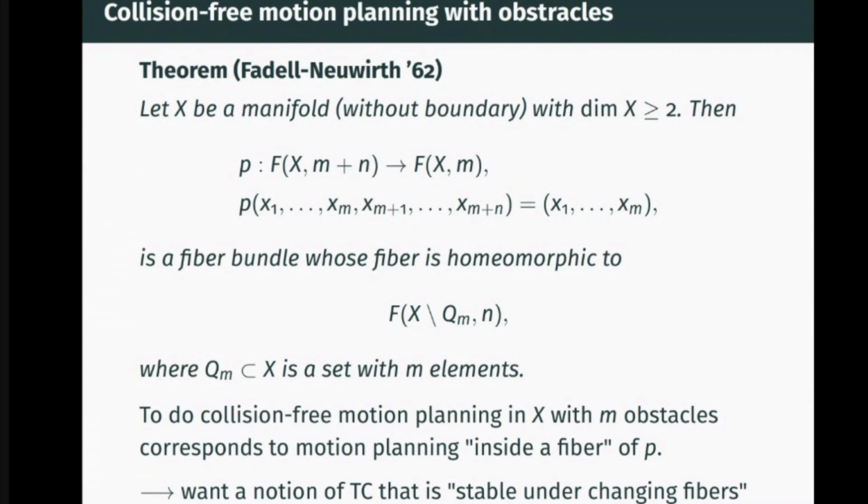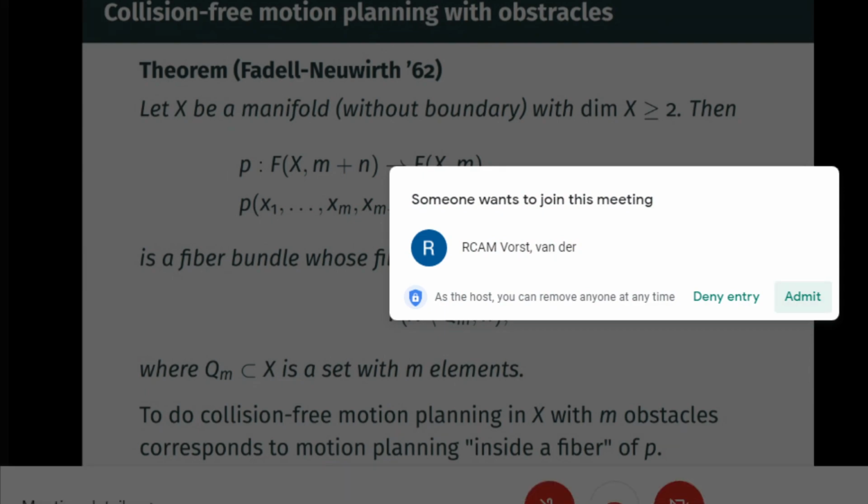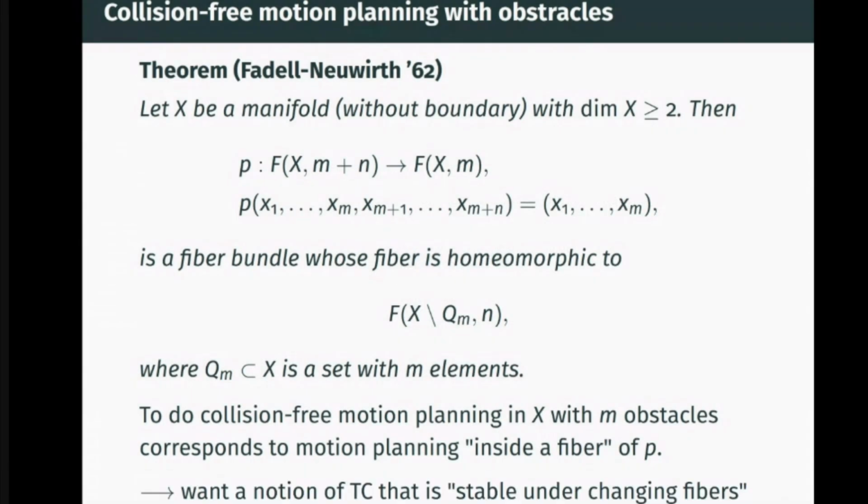Of course, it would be interesting to see what happens when they are moving as well. But it turns out that this is technically even more complicated. So this is the first step, and this will be the next thing to investigate. Okay, so inside the fiber, the obstacles are fixed. That's completely correct. So what we want is a notion of TC, or some generalization, which is stable under changing fibers, but just staying in one fiber, as I said.